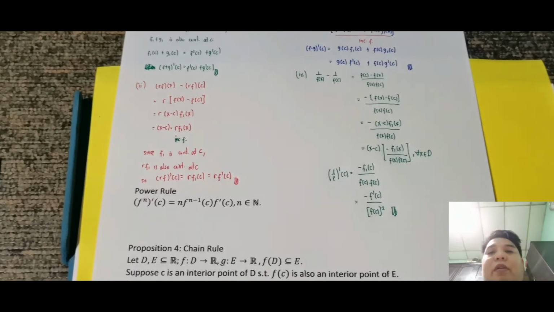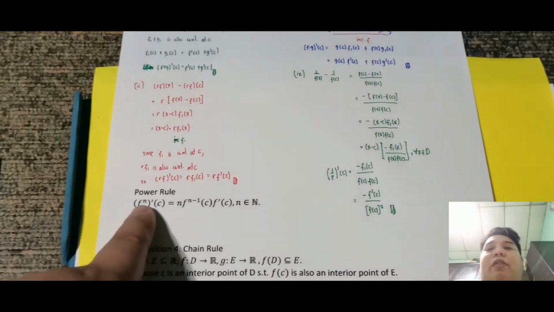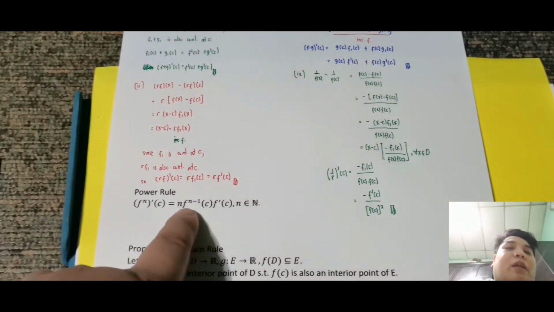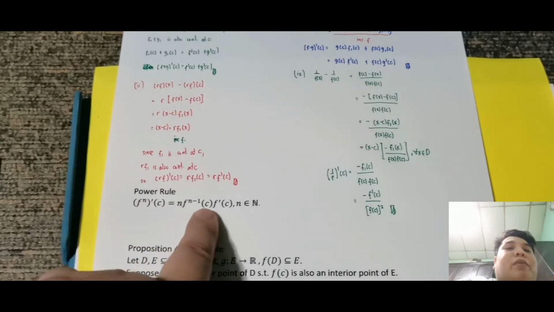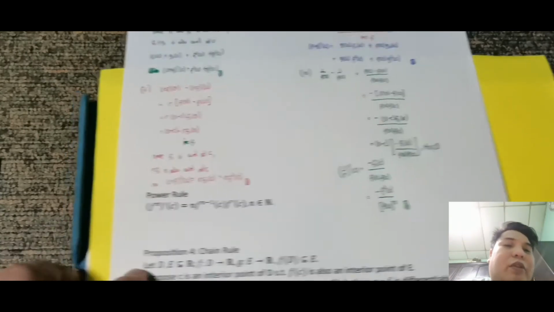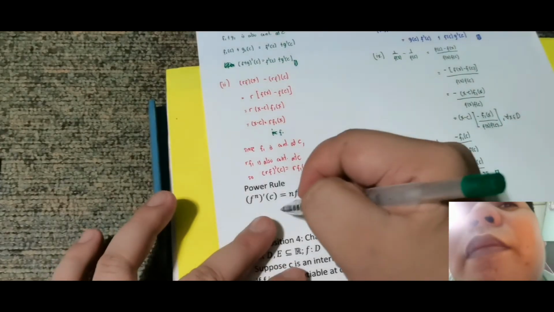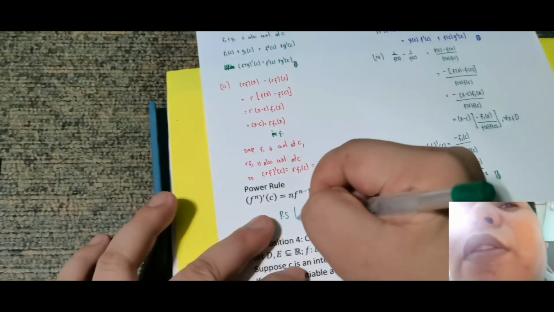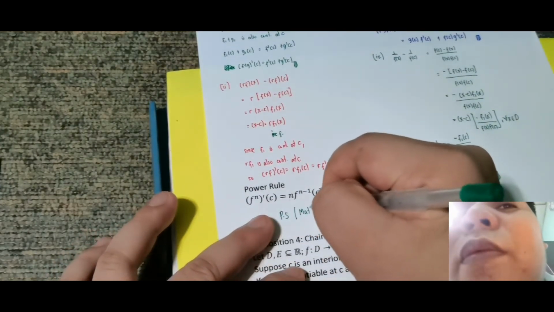Okay, next is the power rule. Suppose (f raised to n)'(c) is n times f raised to n minus 1 of c, then f'(c), for n an element of the natural numbers. So this is for the problem set. Then this is by mathematical induction.